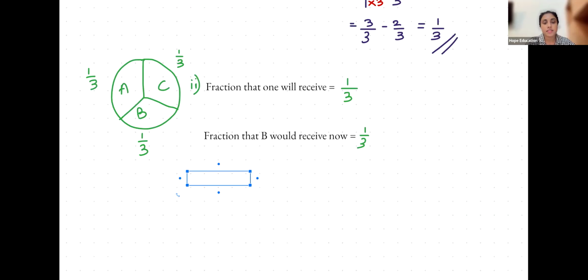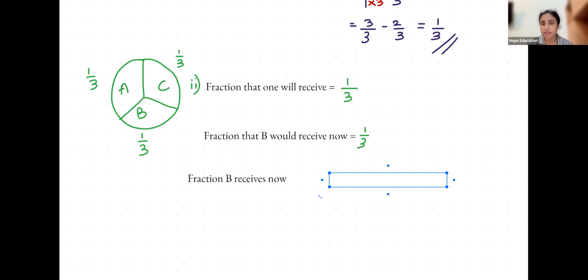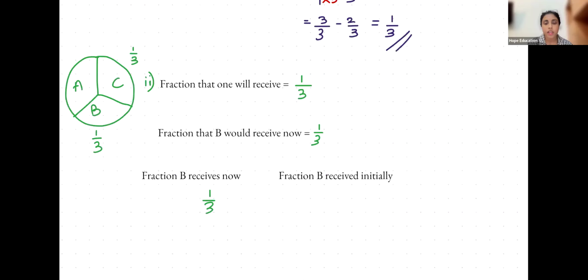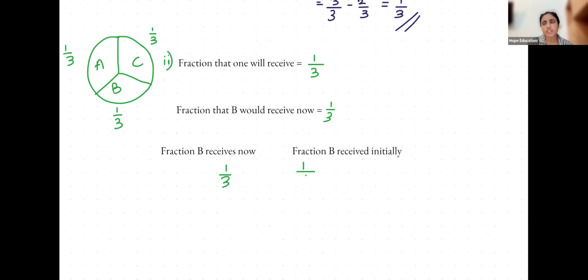Fraction B receives now and fraction B received initially. We have to compare the two, right? Now what is the fraction that B receives now? That is 1/3. Okay. Fraction B receives now is 1/3. Fraction B received initially. Initially how much did B get? Here the fraction that B received is 1/6. Initially B got 1/6.